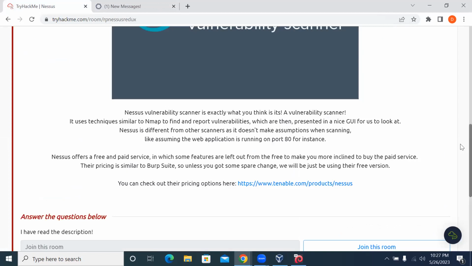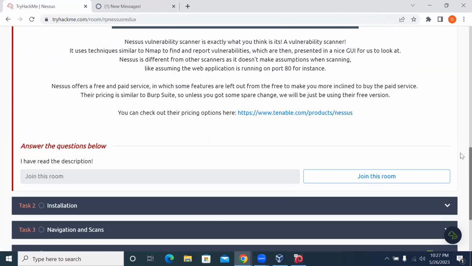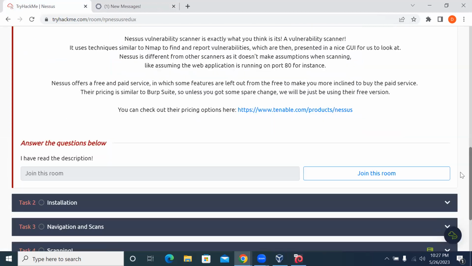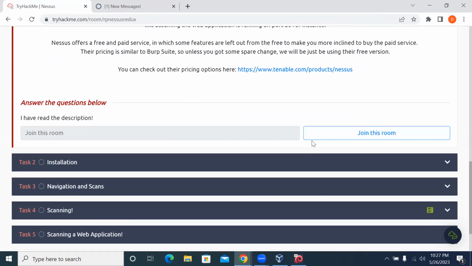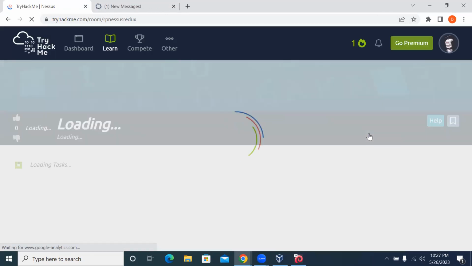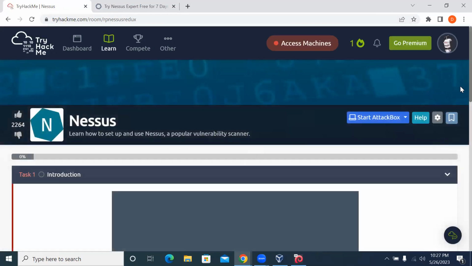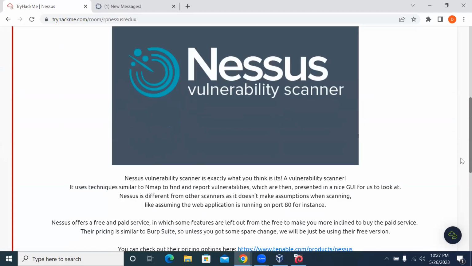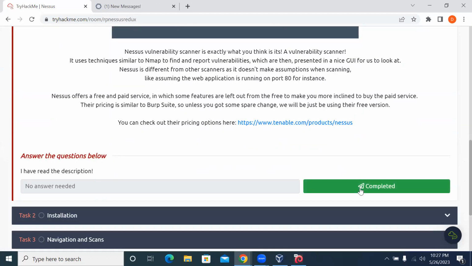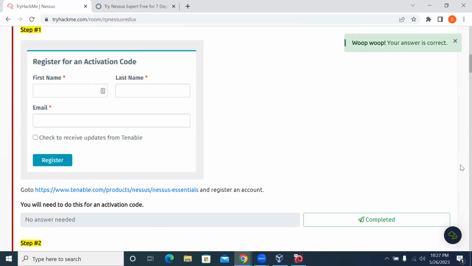But I'll use the TryHackMe room to guide us straight, right? So come through the TryHackMe, go ahead. They're saying you should join the room, so go ahead and join the room since it's just to give you leverage on what to do, right? Join the room. It's still the same information you need. So you just click on complete. So that task is completed. So you go through your installation.